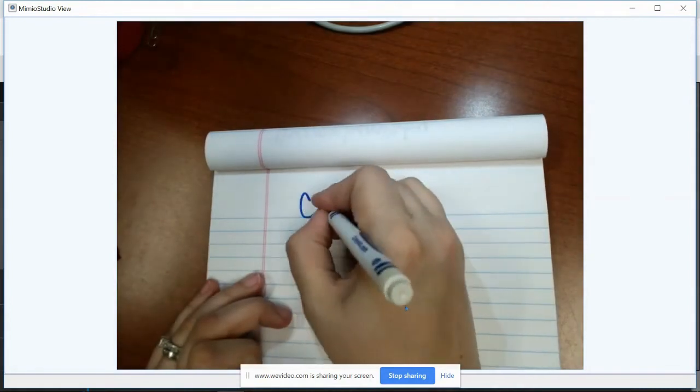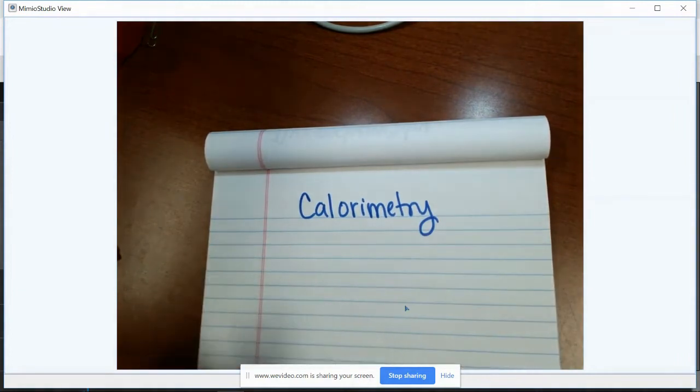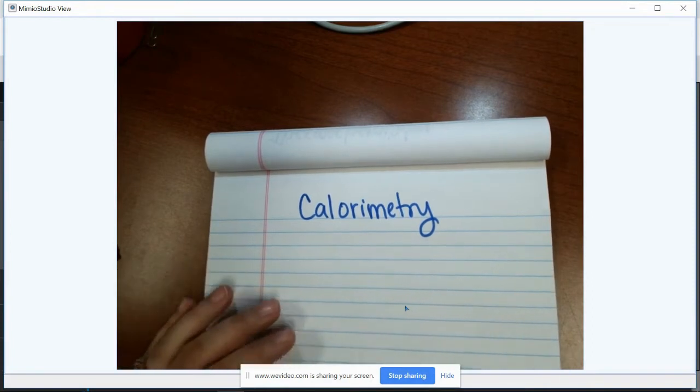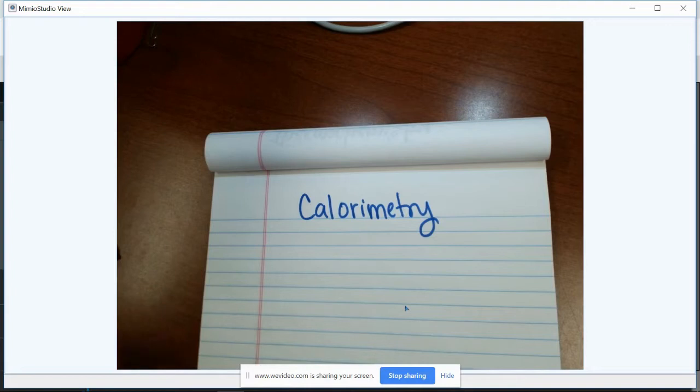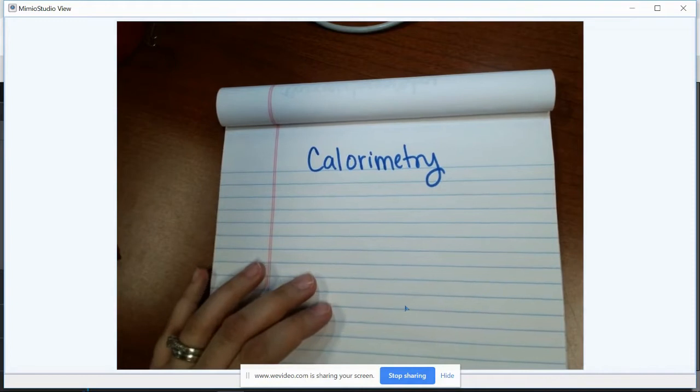Okay, so we are going to do our next page of notes. This is called calorimetry. What calorimetry is, it's the technique that we do in the lab to determine how much heat energy is in a substance. The way we do that is we mix two substances of different temperatures together and then measure how the temperature changes when they meet.